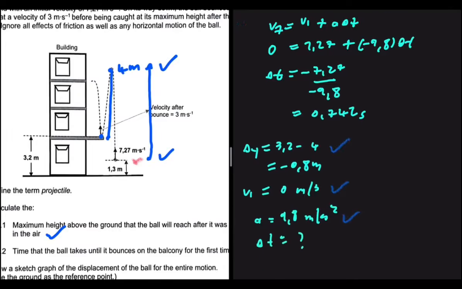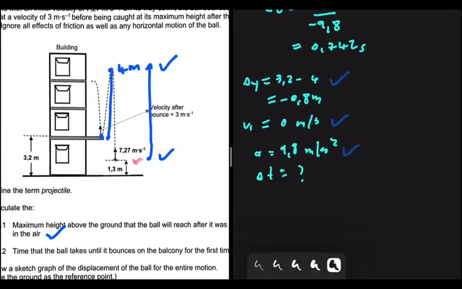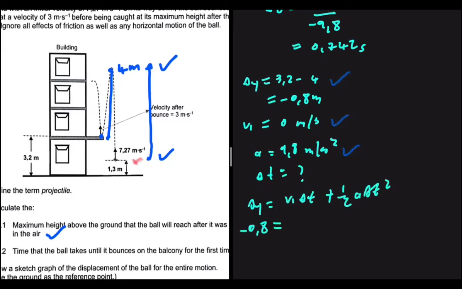With these four variables, which equation can we use? Delta y is equal to Vi delta t plus a half acceleration delta t squared. So delta y, minus 0.8, is equal to Vi, which is 0. So this term is going to fall away. We are only left with a half our acceleration, minus 9.8, delta t squared.